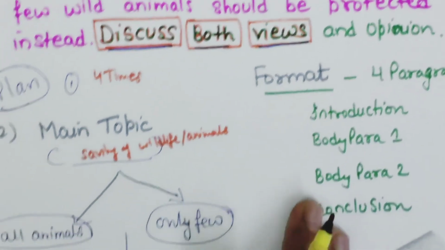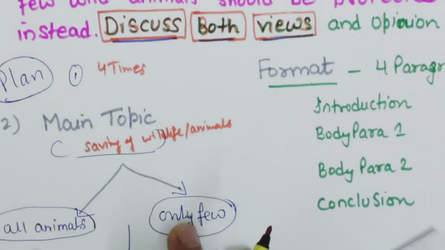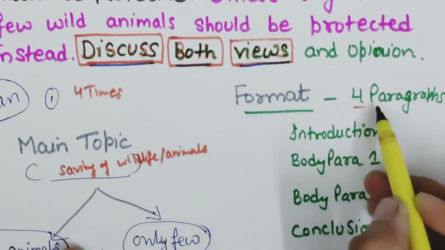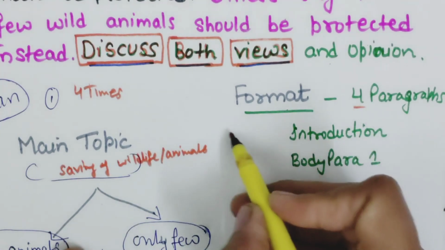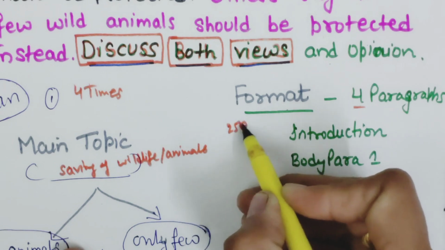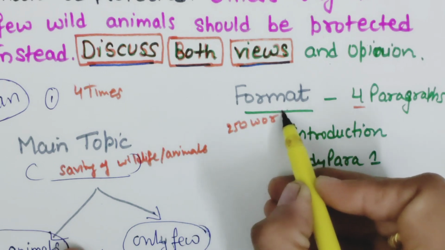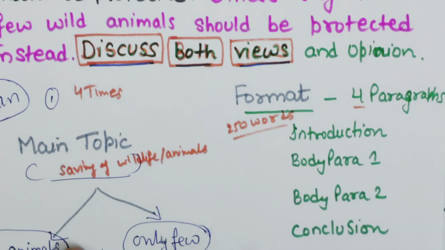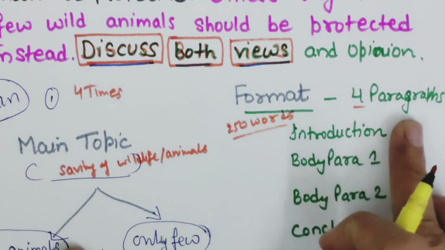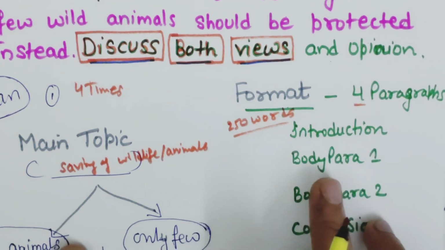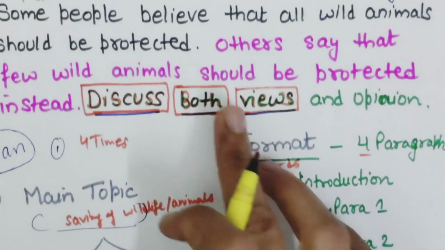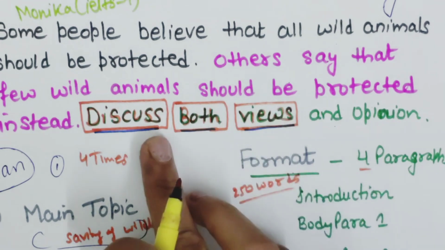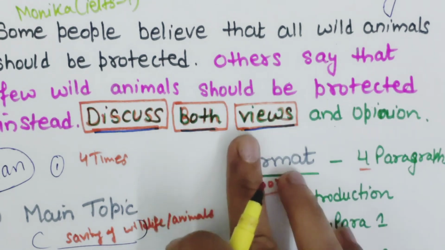Before discussing these two aspects, let's discuss the format of this essay. Of course you know there are 4 paragraphs and a minimum of 250 words, but a good essay will come out with 300 or 320 or 310 words. First is the introduction, which means paraphrasing of the question statement along with your opinion and what you are going to discuss in the upcoming paragraphs.